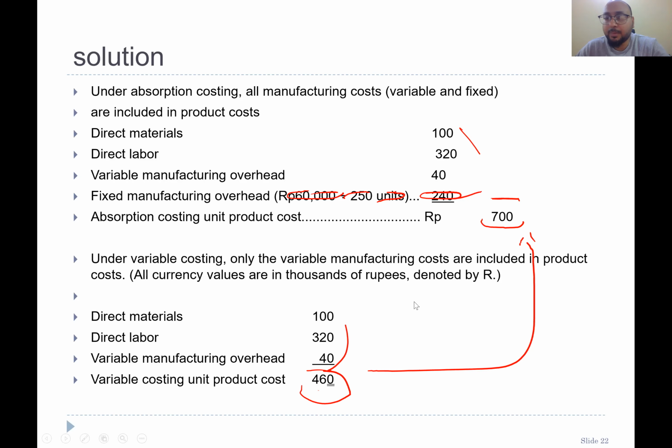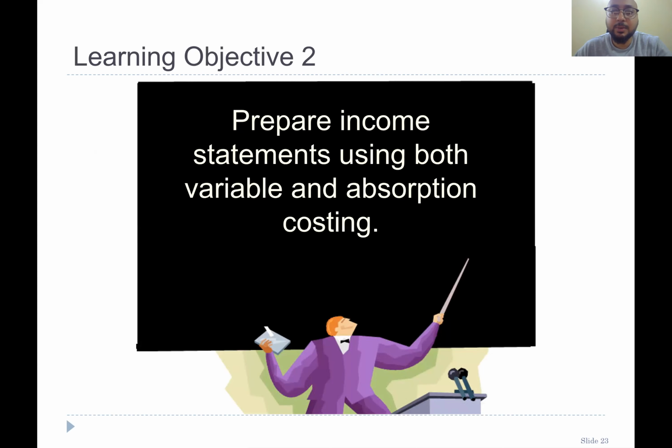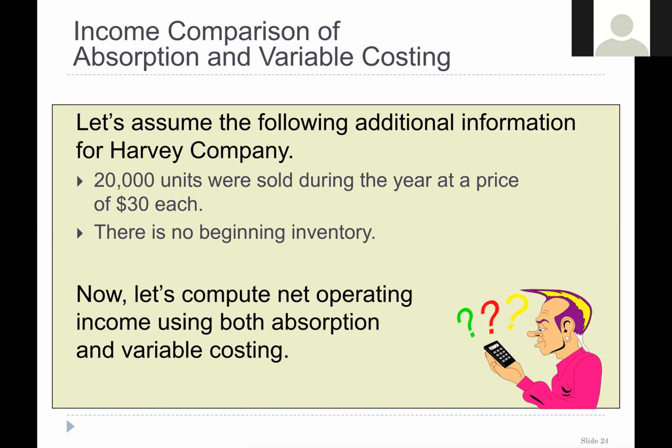Let's talk about our second learning objective. Prepare statements using both variable and absorption costing. We're familiar with the income statement here, so we are not going into details, but let me show you. We are continuing the same example of Harvey company. They produced 25,000 but they sold 20,000. And the price was 30 each. There is no beginning inventory.